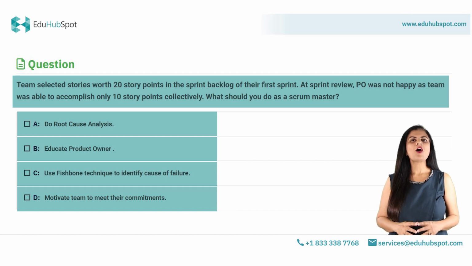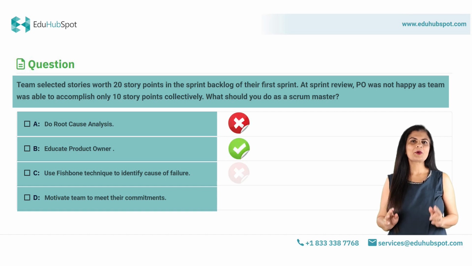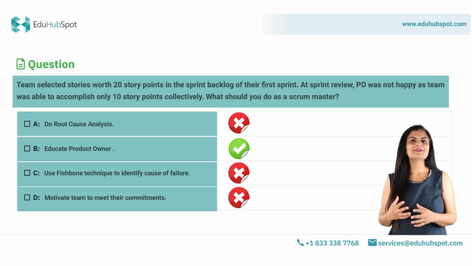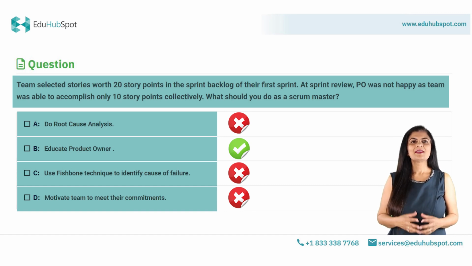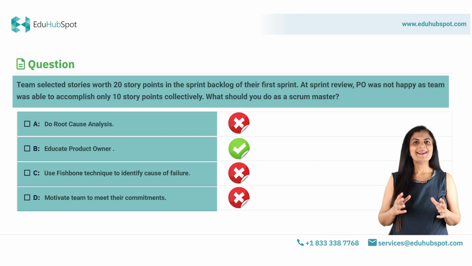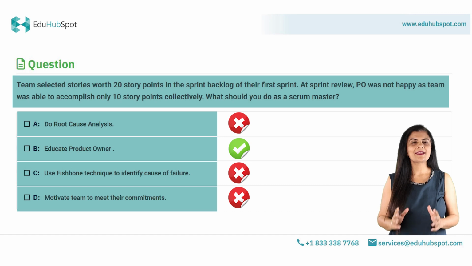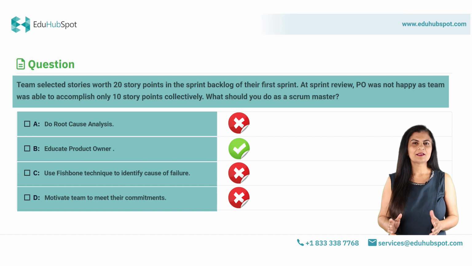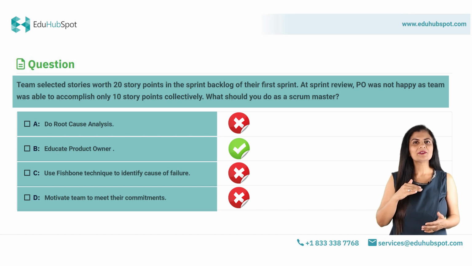And yes, option B, educate product owner, is the right answer. So why the Scrum Master should educate product owner? We need to understand we are on our first sprint. It takes around 3 to 6 iterations for Agile team to establish their velocity. Initial iterations, there's lot of fluctuations and then they reach a plateau. This plateau is the one which will help them to plan for their upcoming sprint work.